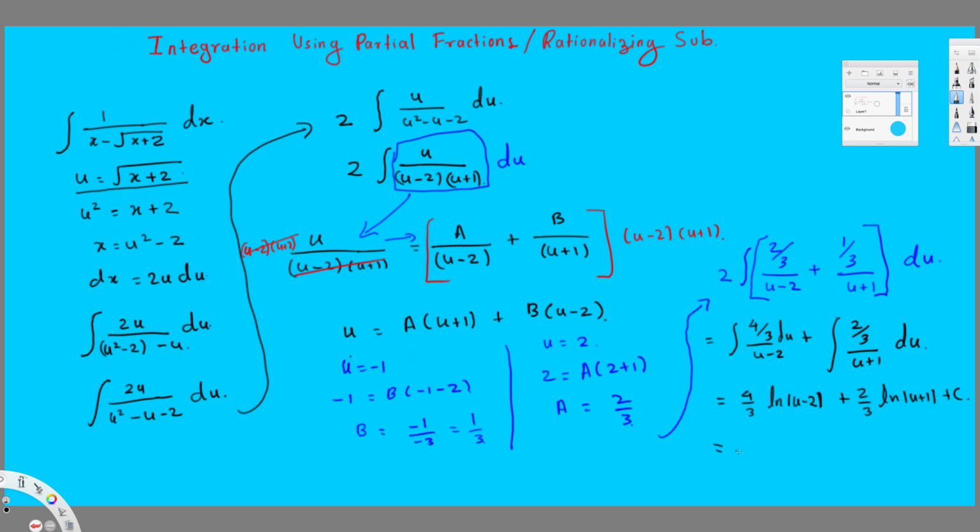So this is going to be 4 over 3 ln|square root of x plus 2 minus 2| plus 2 by 3 ln|square root of x plus 2 plus 1| plus constant, right? And that is the final answer.